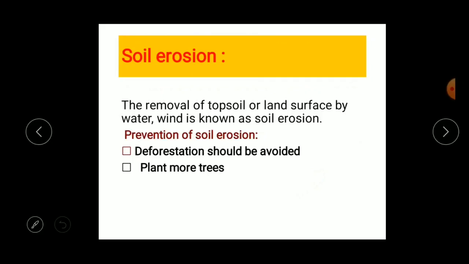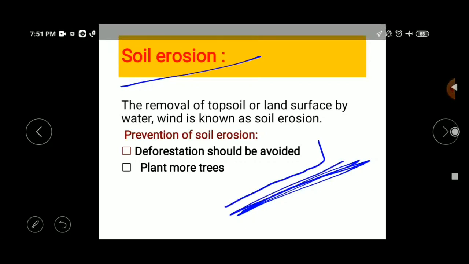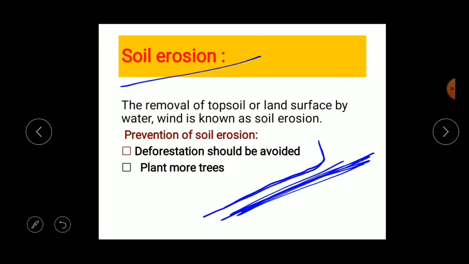Now let's move to another interesting topic, that is soil erosion. What do you mean by soil erosion? The removal of topsoil or land surface by water or wind is known as soil erosion. Suppose this is a land surface, and this is called the topsoil. The removal of this topsoil by heavy rain or because of the wind is called soil erosion.